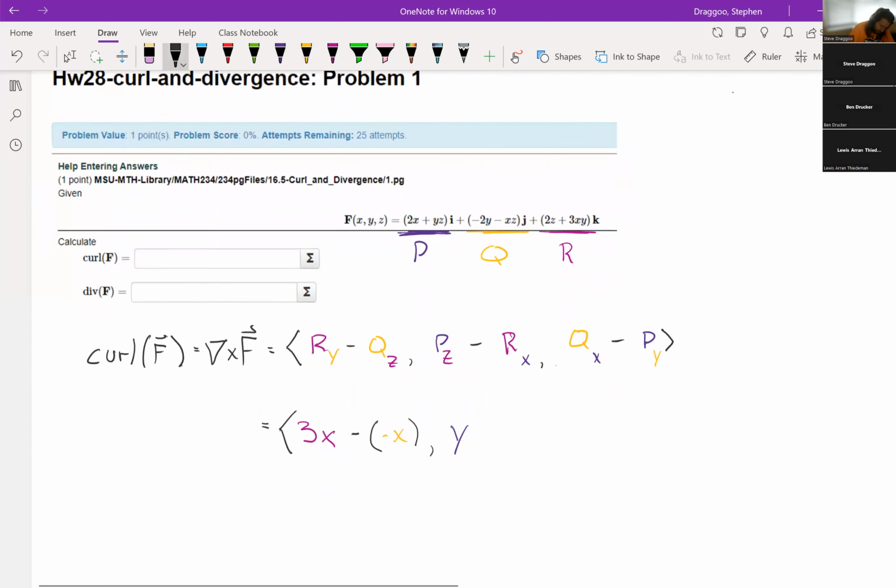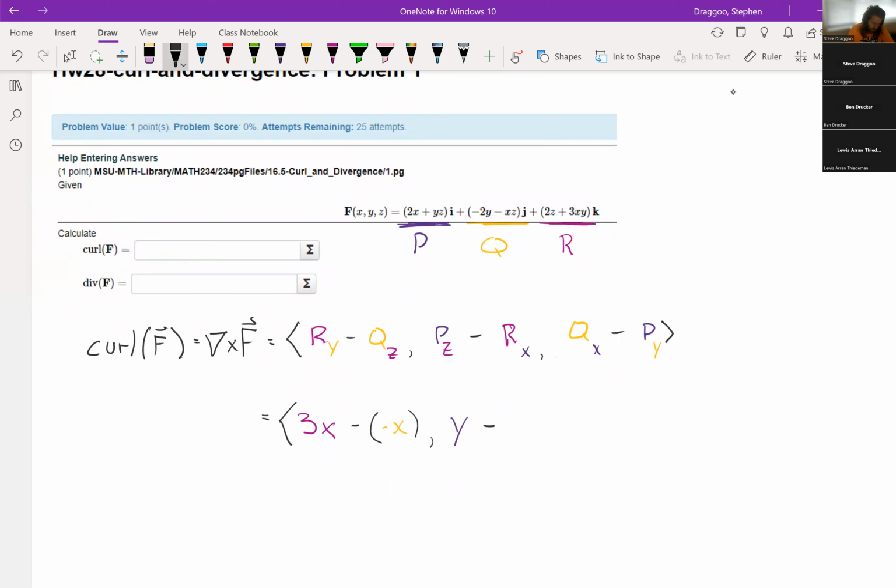Minus R partial x. We do partial x on that, and I believe we'll be left with 3y. And then finally, I need Q partial x. The other thing partial x, it looks like negative z, minus P partial y. Yes, P partial y. If we do a y derivative on that, we're just going to be left with z. So negative z minus z.